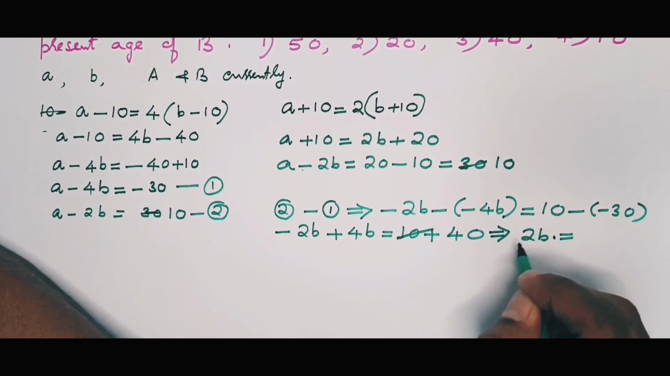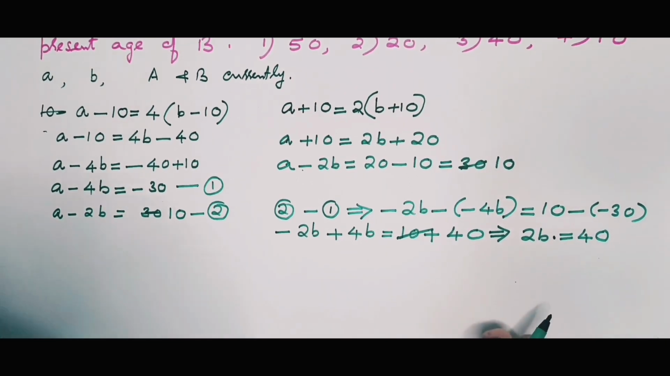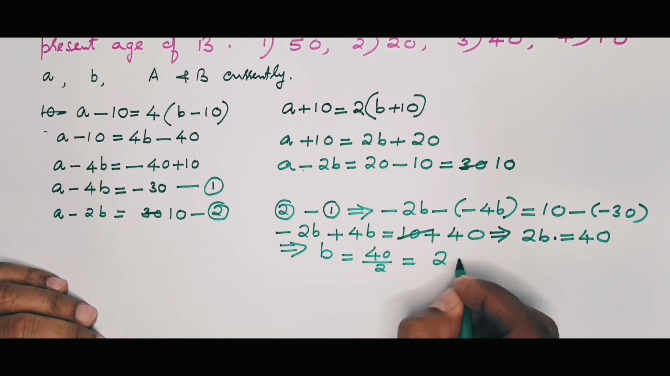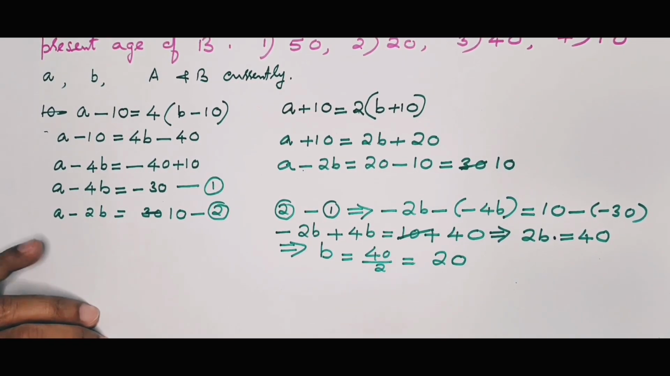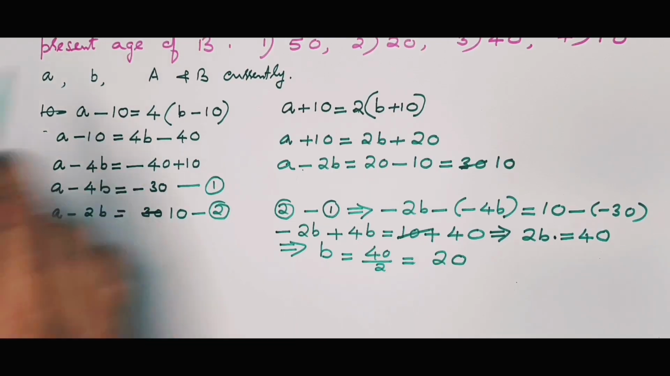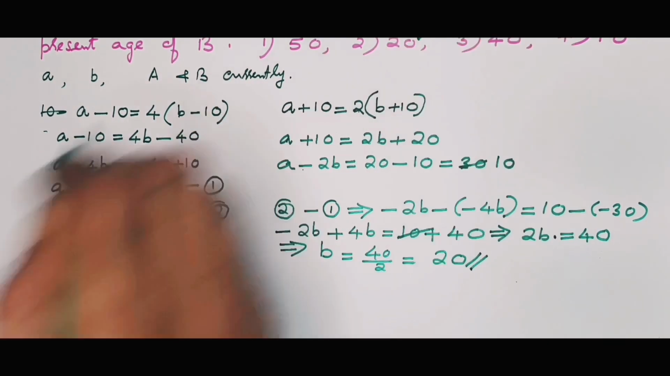So you will have 2B on the left side and the right side will be 40. Taking 2 to the right side, you have 40 divided by 2, which is 20. As per our assumption, B is the current age of the person B. And this is the final answer, which is given as second option.